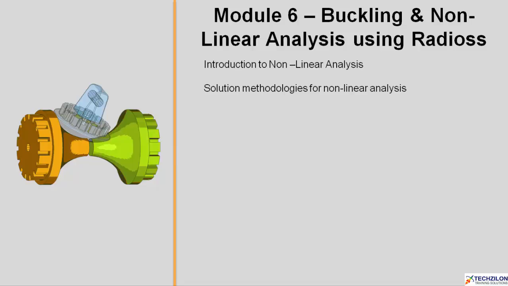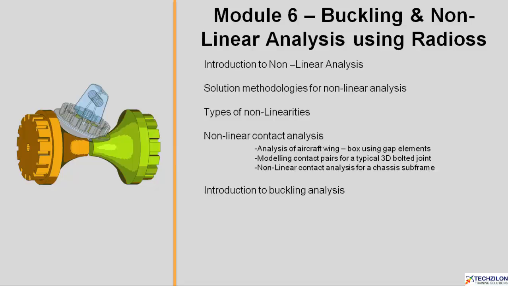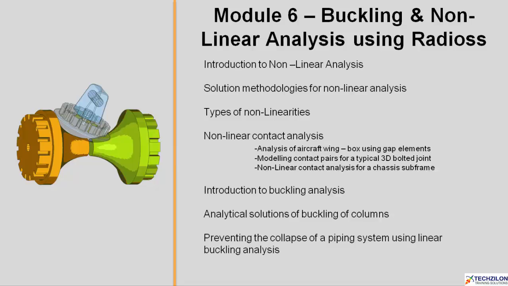Later you will continue on to types of non-linearities, and under non-linear contact analysis you will learn through analysis of aircraft wing box using gap elements, modeling contact pairs for a typical 3D bolted joint, and non-linear contact analysis for a chassis subframe. You will then be introduced to buckling analysis, and later analytical solution of buckling of columns. You will finally learn to prevent the collapse of piping systems using linear buckling analysis.